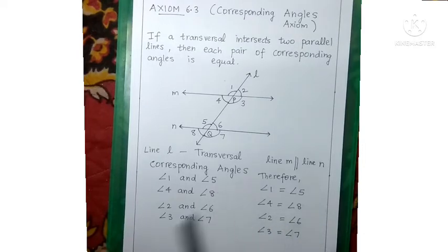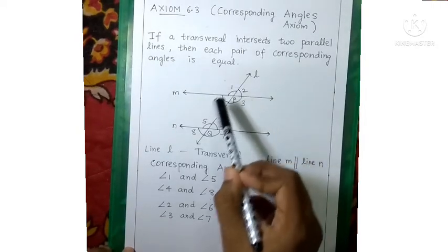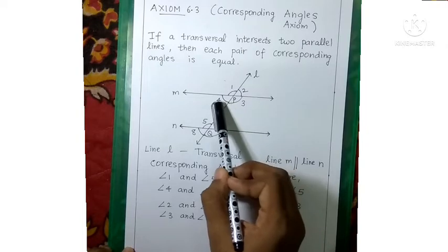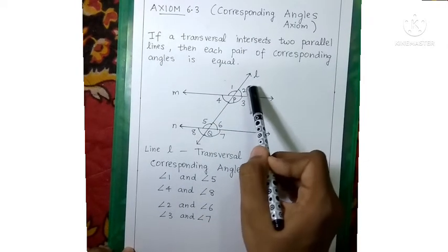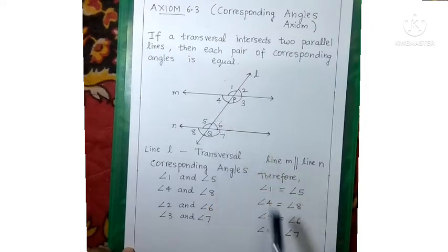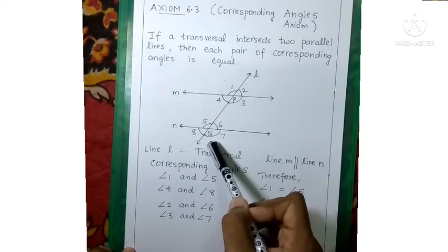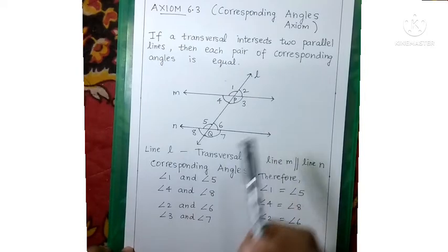So the corresponding angles will be equal. Angle 1 will be equal to angle 5. Then angle 4 will be equal to angle 8. Angle 2 will be equal to angle 6. And at last angle 3 will be equal to angle 7. This is because line M is parallel to line N.